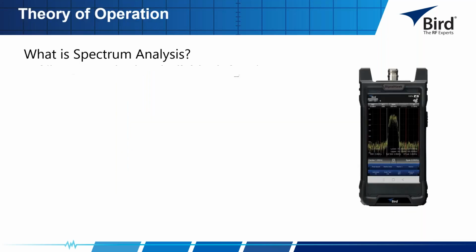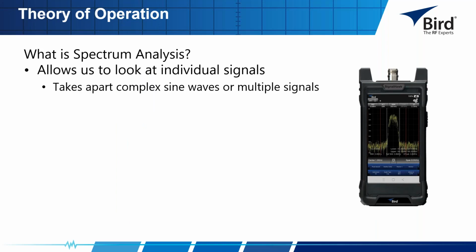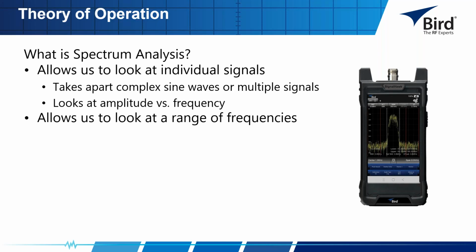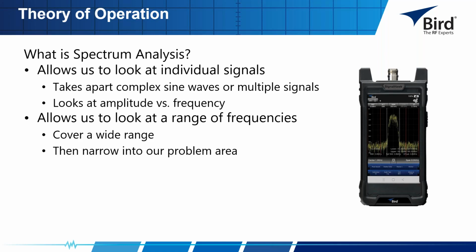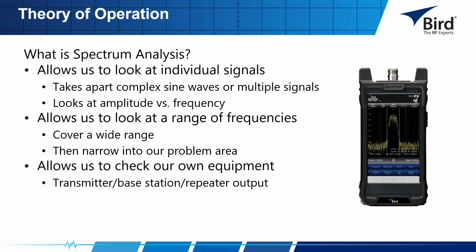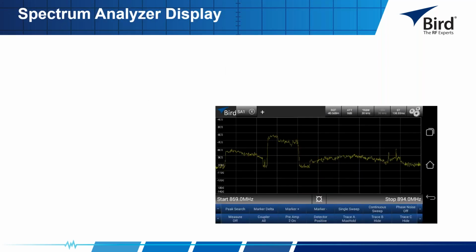So what is spectrum analysis? It allows us to look at individual signals, takes apart complex sine waves or multiple signals, looks at amplitude versus frequency, and allows us to look at a range of frequencies, cover a wide range, then narrow into our problem area. It allows us to check our own equipment: transmitter, base station, repeater output.